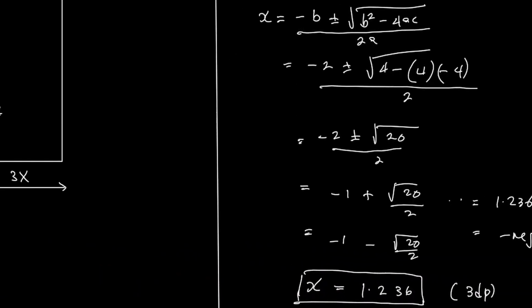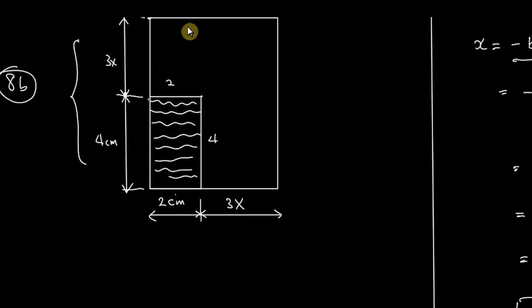Next, we need to find the perimeter of the unshaded area. So let's just identify that area here. This is the area I've denoted here. So we need to find the perimeter of that region. So let's proceed to do that.